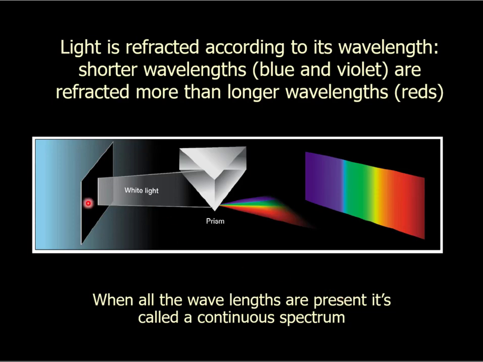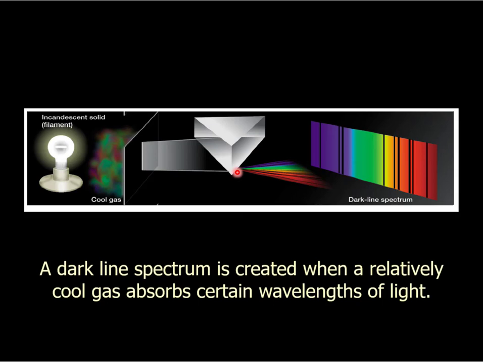Let's run the light through a cool gas. When we do that, we get this. Here's my light source. There's a cool gas. Run it through, and I'm missing wavelengths, right? What's happening here is the gas is absorbing certain very specific and very consistent wavelengths. If I don't know what this gas is, I can identify it based on what I'm missing over here, right?